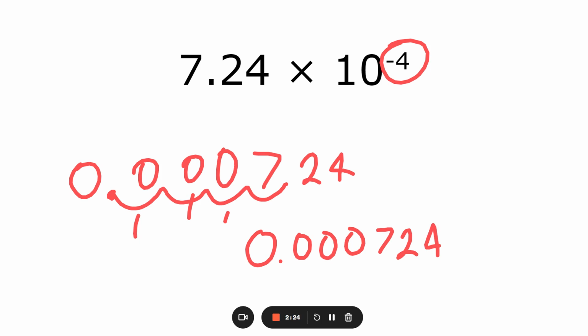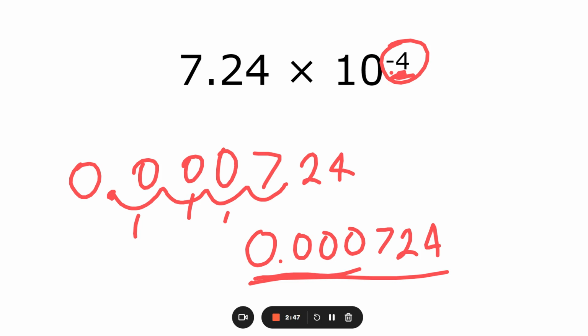A trick with negative exponents, and this only works with negative exponents, I've said this before, is you can put however many zeros the exponent says. But the trick is you have to do the whole 0 point thing to start out with. So 0.000724 has 4 zeros in it as long as you start out with the 0 point. So that's another little hack.